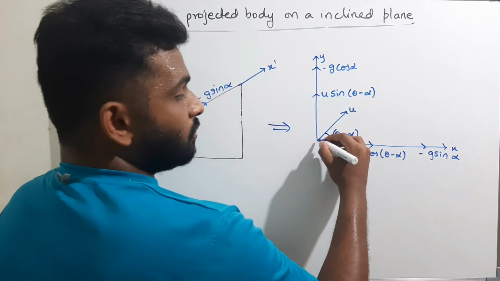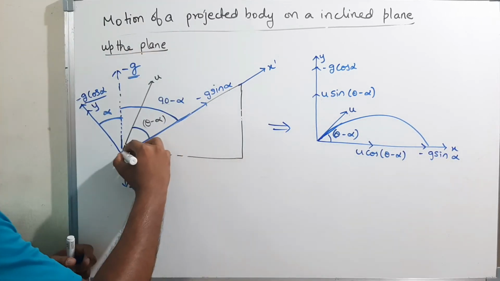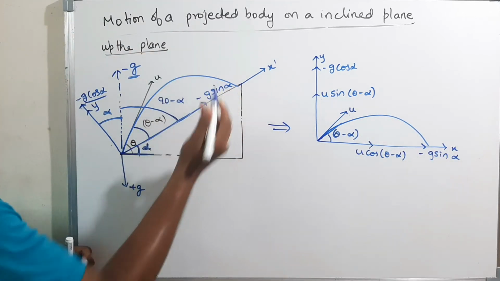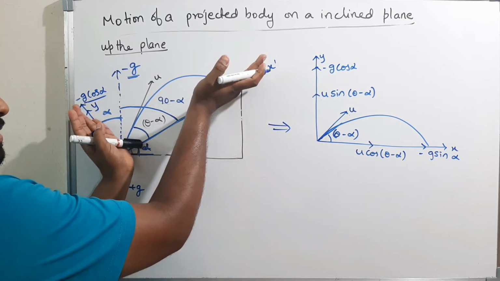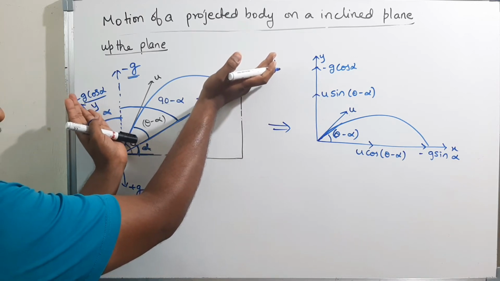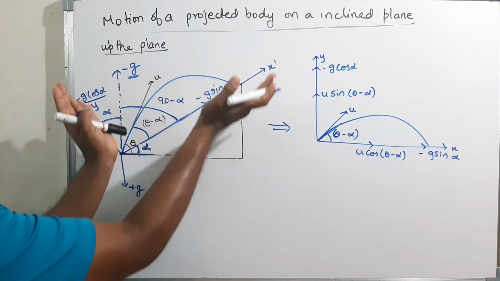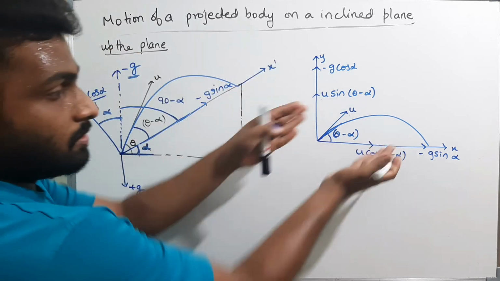Now the body is moving in a projectile motion like this. And I am just resolving this whole plane like this. I am assuming these as x, these as y, and the whole thing I am just rotating by an angle alpha. If I rotate by an angle alpha, I will get this.